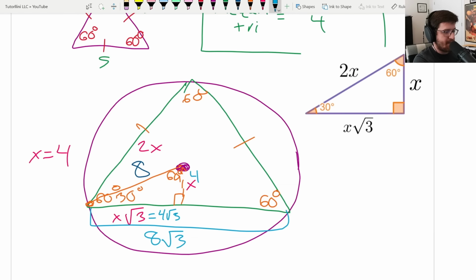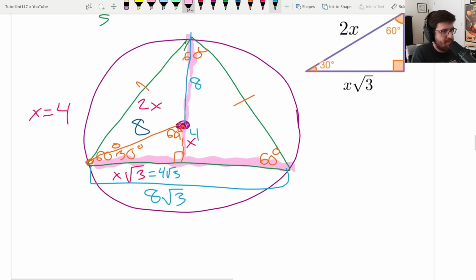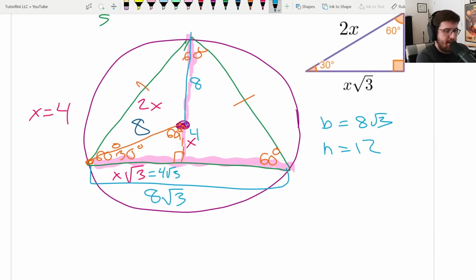And that means that if we draw another radius over here, this guy is also 8. So you guys kind of see where this is going. The base is 8 root 3. And the height is 8 plus 4, which is 12. So let's write that down. Base equals 8 root 3. Height equals 12. The area of a triangle is 1/2 base times height. So we're going to do 1/2 times 8 root 3 times 12. What is that? 1/2 times 8 times 12. That is 48 root 3, the area of the triangle.